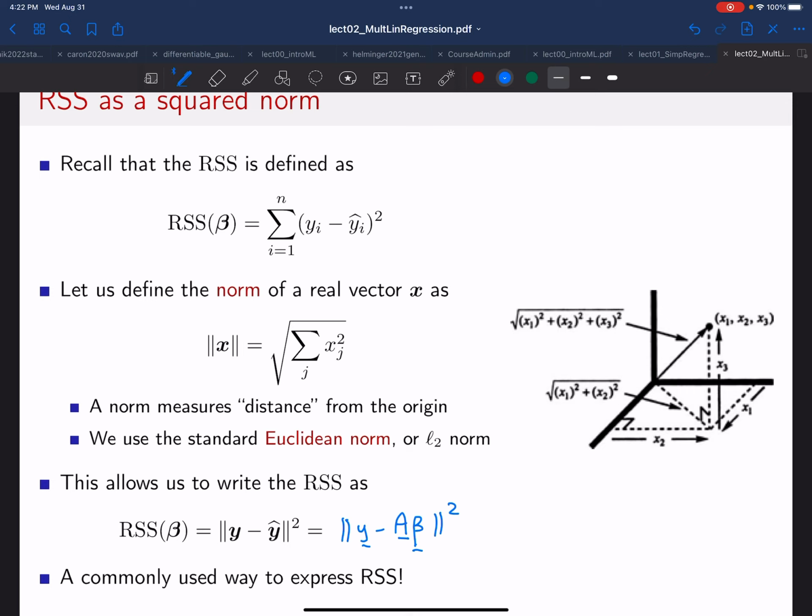Okay, so this is the standard way you'll find people referring to RSS, using this equation. And so it's good to know if for no other reason than that. Okay, so next we'll start working with this and we'll figure out how to minimize that. But for now, are there any questions about how we created that expression?